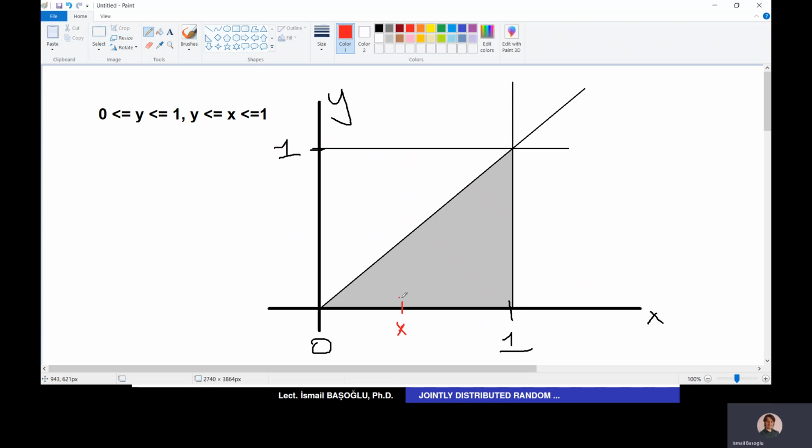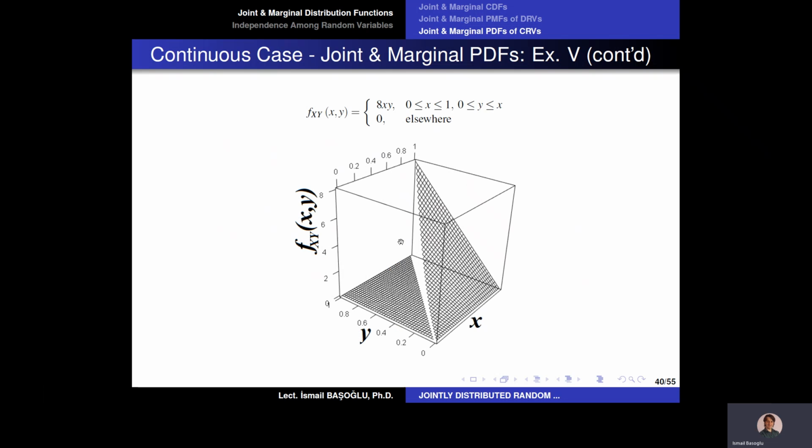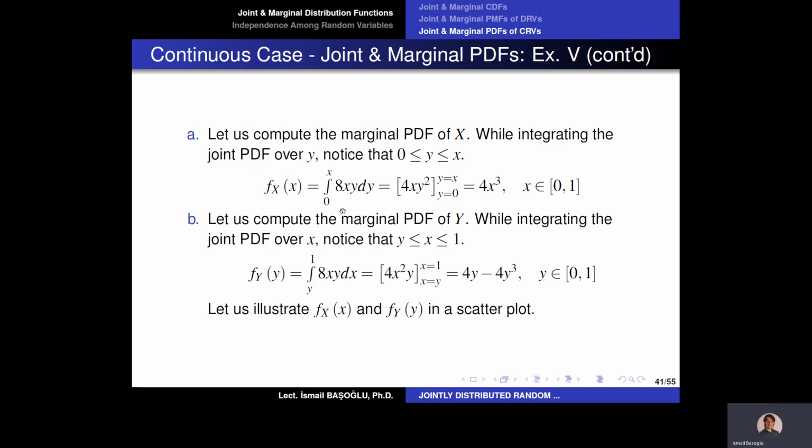So we need to integrate the joint PDF through this line, from 0 to x, because for a specific value of x, the possible values of y are defined between 0 and x. And in fact, you can see it here as well. It is indicated here. The possible values of y are defined between 0 and x. Therefore, the integral is supposed to be calculated between 0 and x.